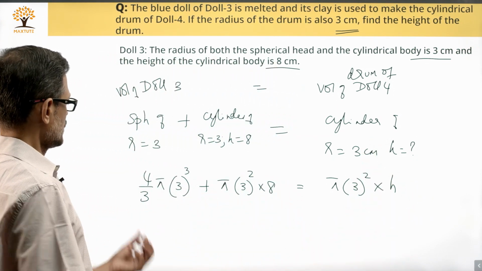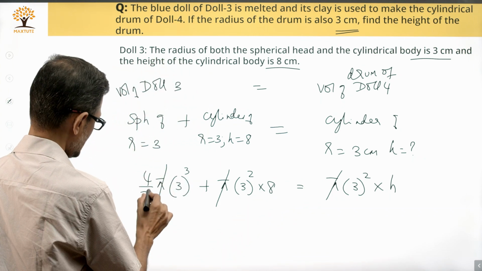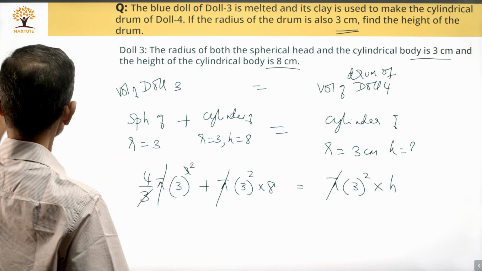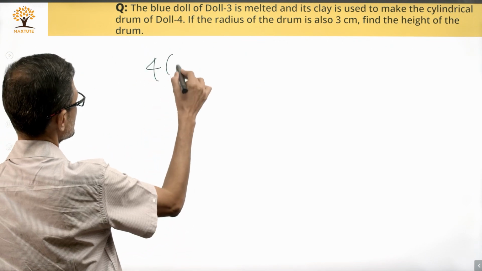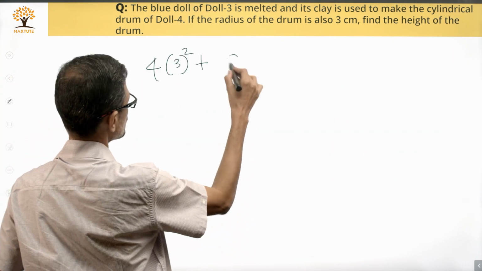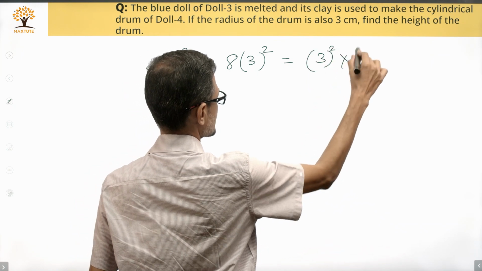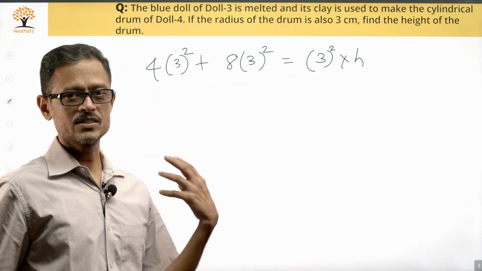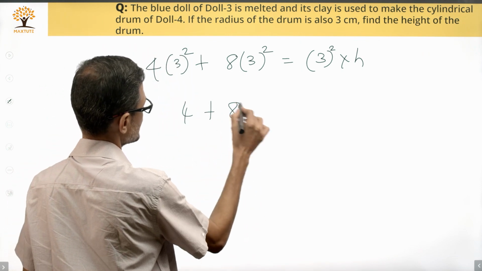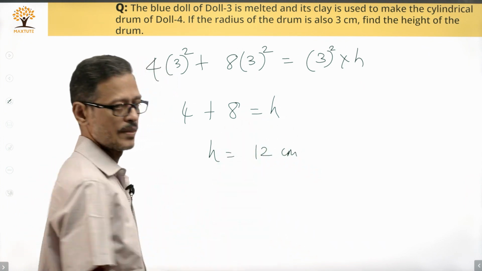What all is common? Pi is common, so divide this entire equation by pi. So pi gets cancelled with pi. 3 cancels with this 3 cube to leave us with a 3 square. So what do we see here is 4 into 3 square plus 8 into 3 square is equal to 3 square times h. So 3 square is common to all parts of the equation. So let's divide the entire equation by 3 square. That will leave us with 4 plus 8 is equal to h, or height is equal to 12 centimeters.